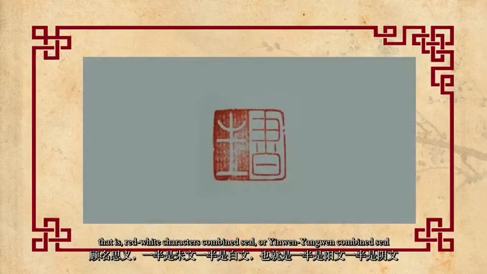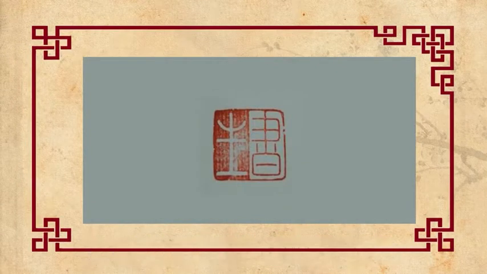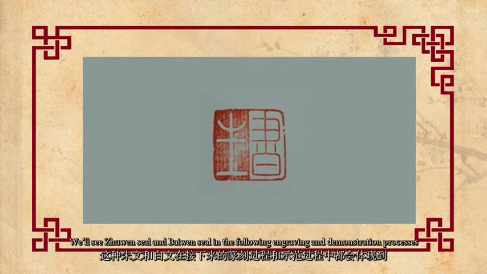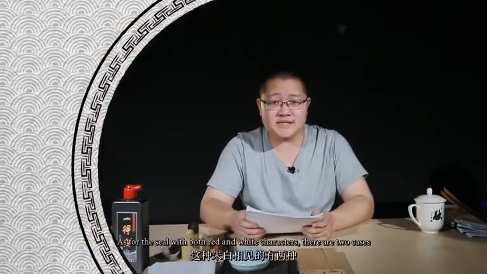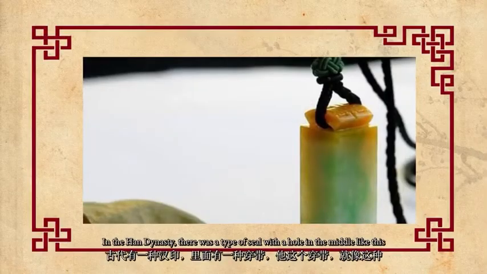That is, a blend of Zhuwen and Baiwen, or a blend of Yin and Yang. We will see Zhuwen and Baiwen in the following practices and demonstrations. There are two styles for the blend case. In the Han Dynasty, there was a kind of seal with a hole in the middle like this.